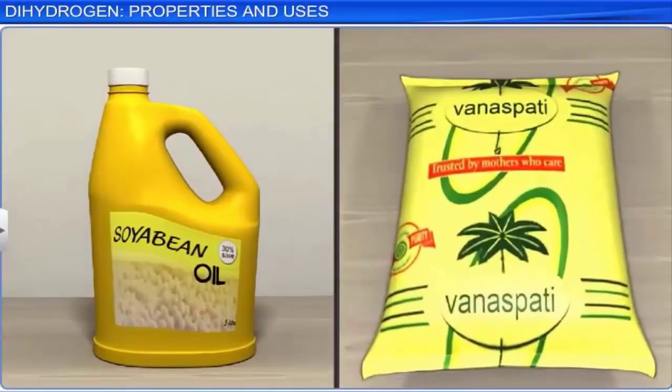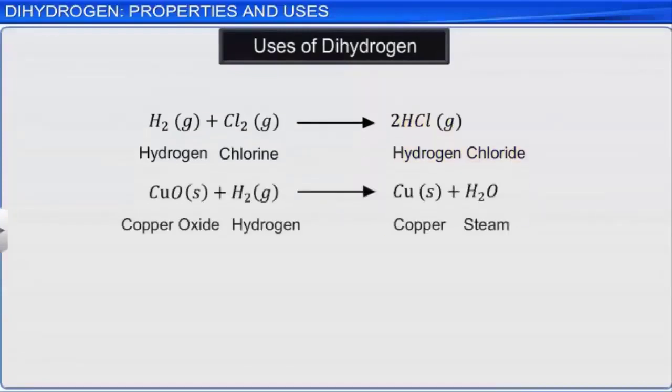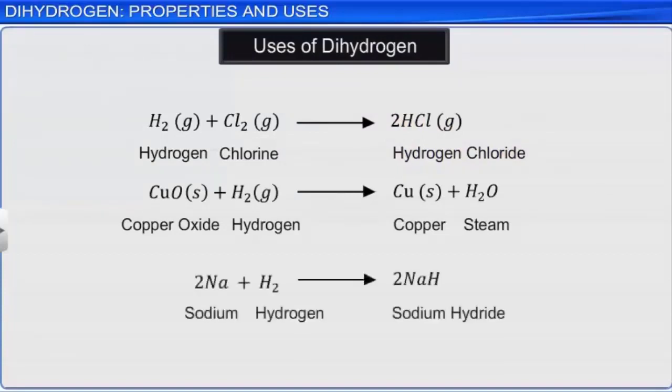Dihydrogen is used in the manufacture of vanaspati. Here, vegetable oils such as soybean are hydrogenated to obtain vanaspati. Commercially, it is used in the preparation of hydrogen chloride, as a reducing agent to reduce metal oxides into their respective metals, and also in the manufacture of metal hydrides.